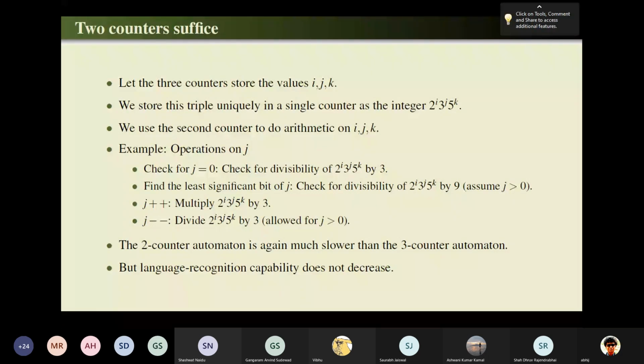So a 2 counter machine, although extremely slow compared to a Turing machine, can still have the same language recognition capability as Turing machines. And I am not looking at the reverse direction, because a Turing machine can definitely maintain these counts. It's fairly straightforward.